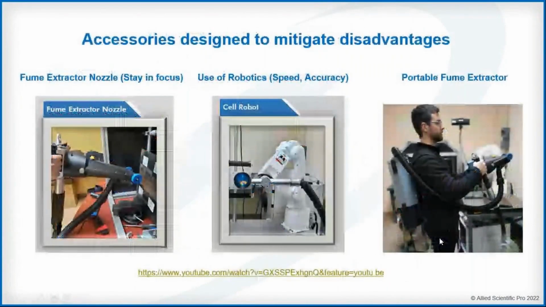So in order to mitigate some of the disadvantages that I listed, we have designed certain accessories. One of them, the accessory on the left side, is called the fume extractor nozzle. It has wheels on one side, and there's an opening on the left side where you can insert the laser head. Once you roll the wheels on the surface, it will keep the laser head at the focal point, and it will clean. You don't need to worry about holding it at the focal point. You can also attach a vacuum pump to this, which will take out all the debris.